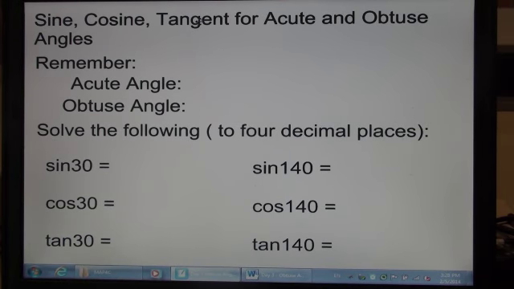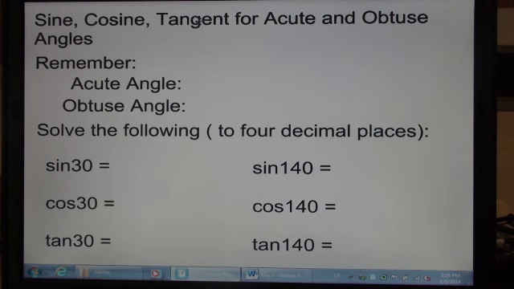Today's lesson is on the sine, cosine, and tangent for acute and obtuse angles. We will be talking about the value of each, what it means on a graph, and supplementary angles. And you will accompany it with day 3's worksheet.